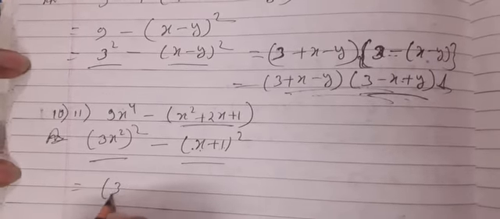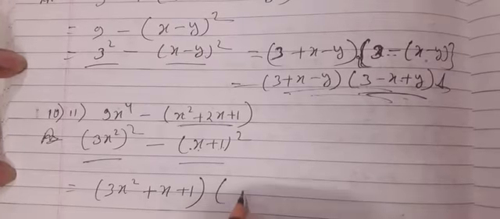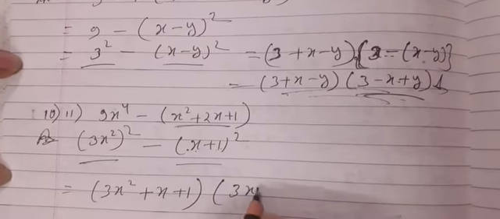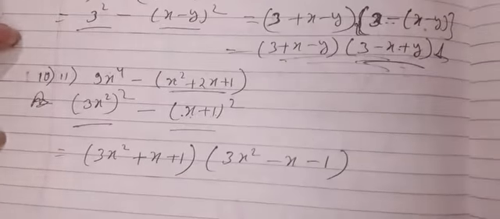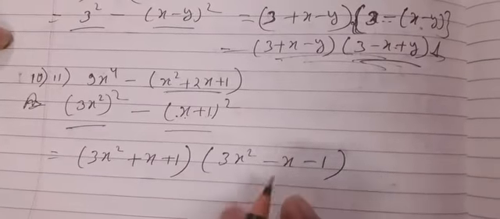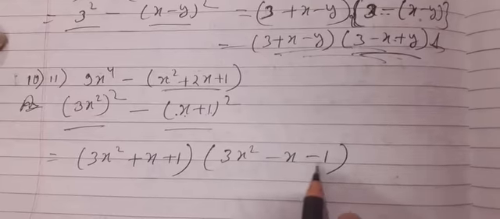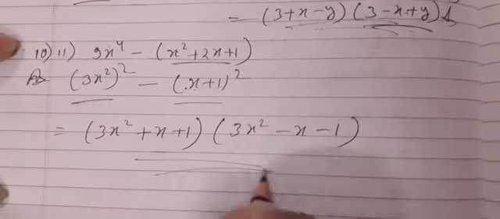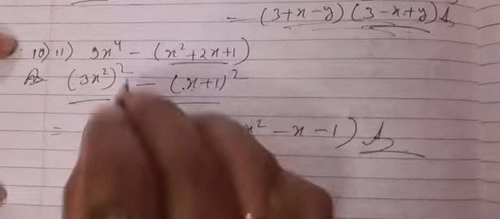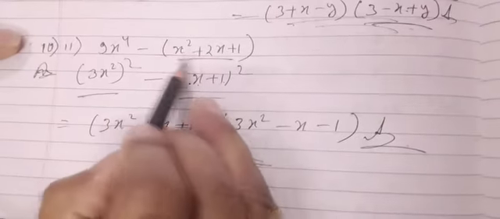Next step will be 3x square plus x plus 1, and next step is 3x square minus x minus 1. Here I have jumped one step. Instead of writing minus x plus 1 and then opening it directly, I have written minus x minus 1. Okay, so this is your answer. In 2 steps the answer is solved, but you have to use your common sense on how we will convert it into a square.